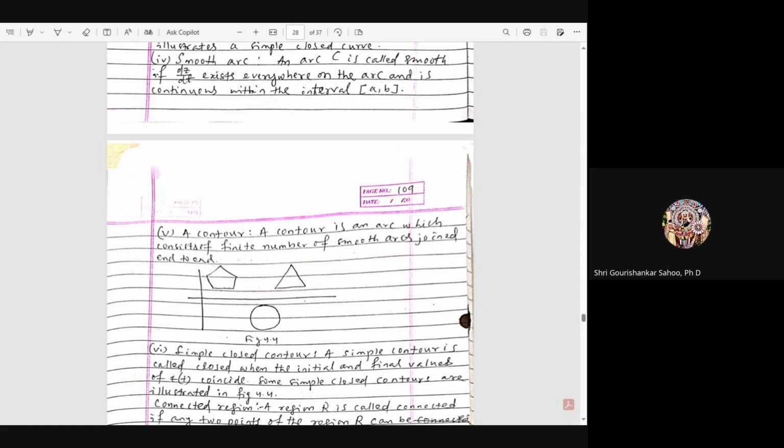And if smooth arcs are joined end to end, and the number is finite, it is called a contour. A contour is an arc which consists of a finite number of smooth arcs. Smooth arcs are those arcs where a first derivative exists in the interval, and the contour is the set of all these smooth arcs, or it consists of all these finite number of smooth arcs joined end to end.